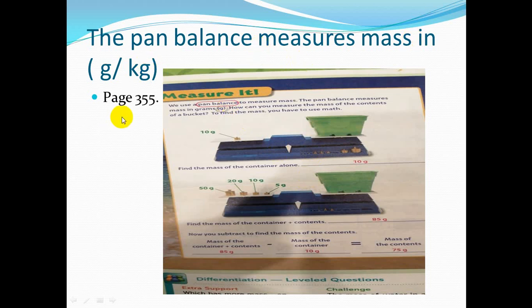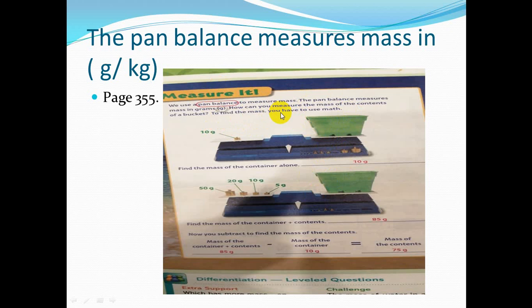Now please open your book, page 355. On this page, they ask us, the pan balance measures mass in grams. How can you measure the mass of the contents of the bucket? Now inside this bucket we have water. Can we put the water without the bucket on the pan balance? No, because the water will flow out. So if we want to measure the mass of a liquid, we have to put it inside the bucket.